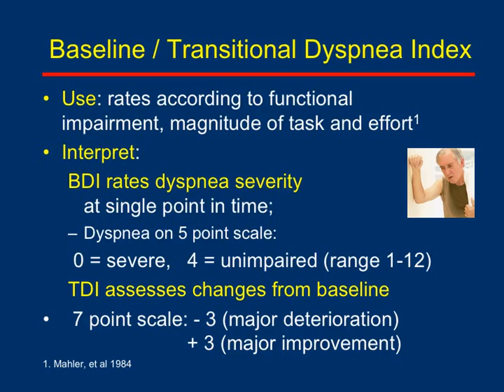And then the TDI you might measure at the end of the pulmonary rehab program is a different scale, 7 points, and the range is from -3, which is major deterioration, to +3, which is major improvement. Next slide, please.